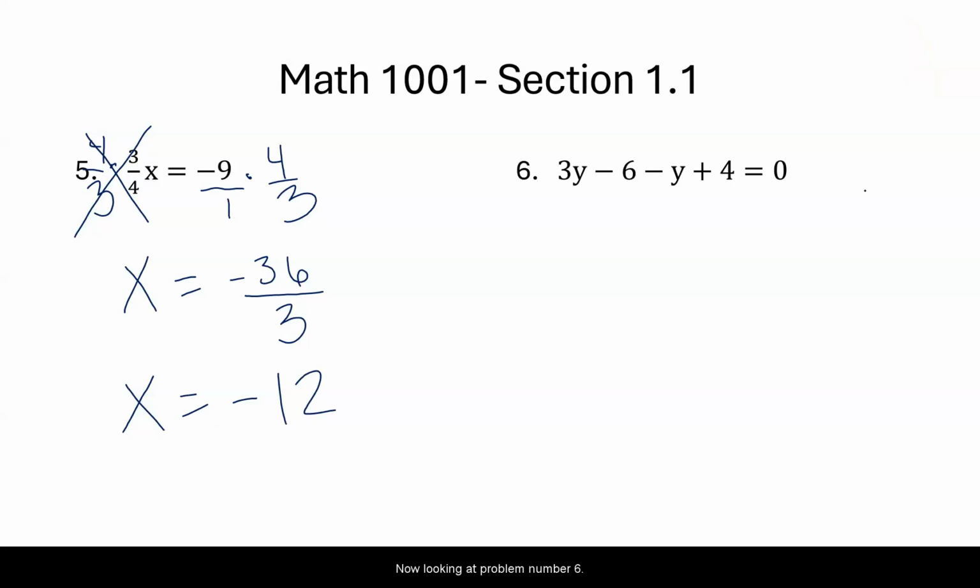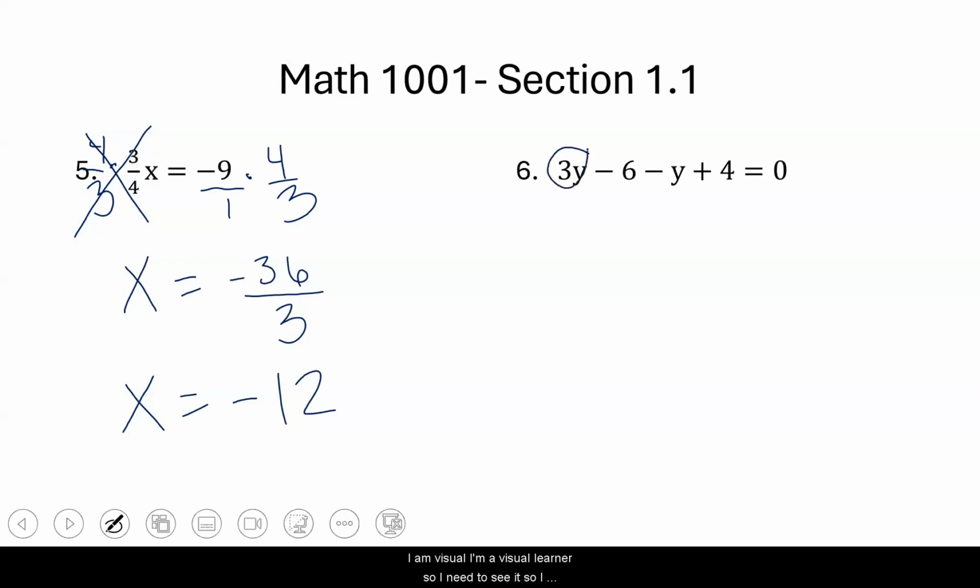Now looking at problem number 6. On the left-hand side, do we have any like terms? Can we combine anything? Yes, we can. I'm a visual learner, so I need to see it. So I have my y, 3y, and a negative y. And then I also have a negative 6 plus a 4.